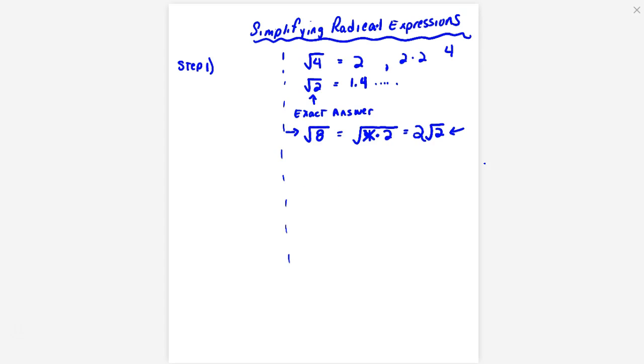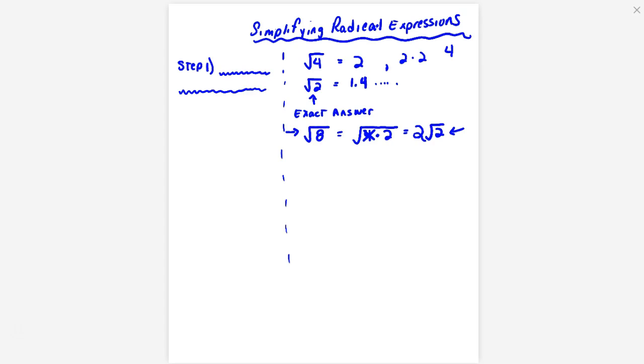So what did we do there? What we did was we needed to figure out how we could break 8 down into a number that had an exact square. And there's a couple of ways to do that. I knew that 4 times 2 was 8, so I found a factor where one of them was an exact square. So that's what I want you to do for step 1. Find a factor where one of the factors is an exact square. And we may have to do that a couple times.